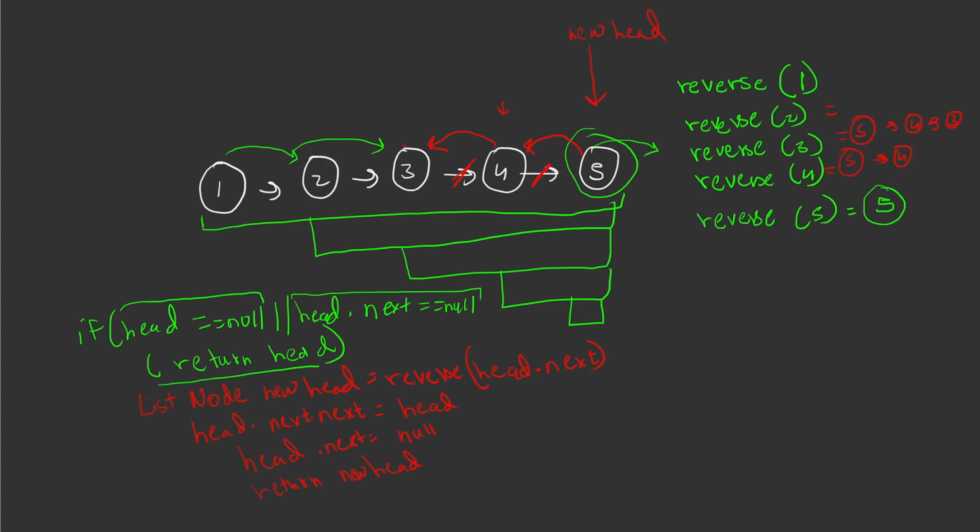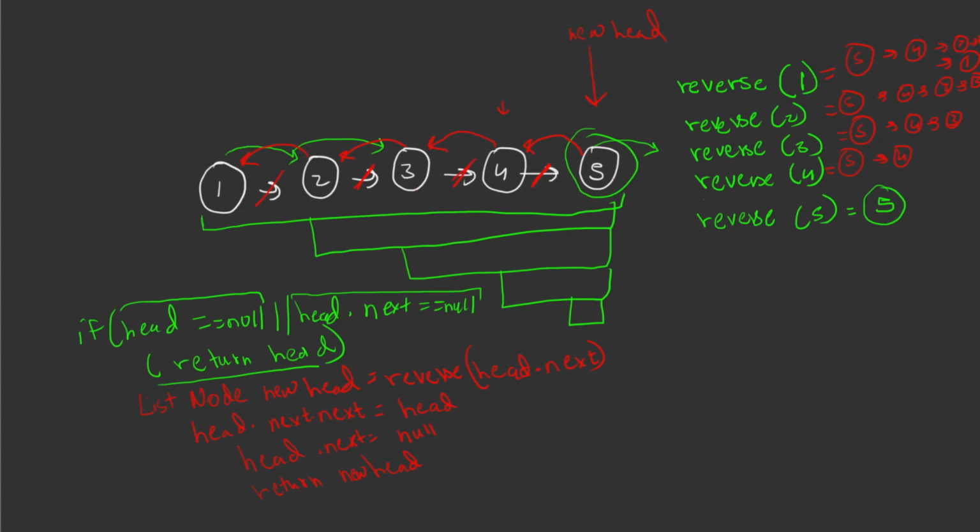So we point 3 back to 2. We get rid of this, and then it would be 5, 4, 3, 2. And then lastly, 1.next.next, so 2 would point back to 1. We get rid of this, and we finish our recursive call. I ran out of room, so I'll just say this is 1. You guys get the point, right?